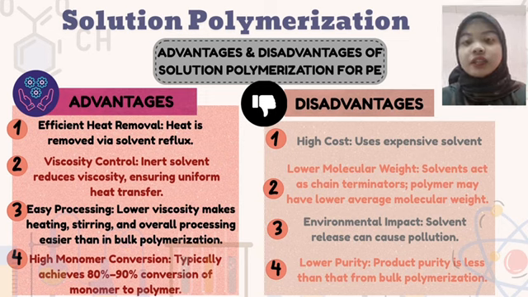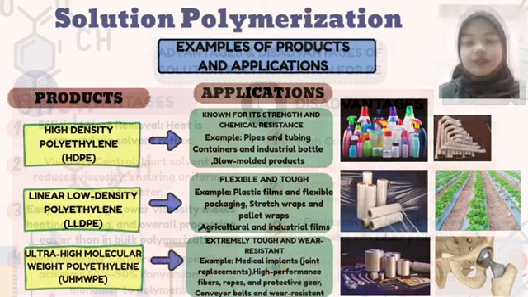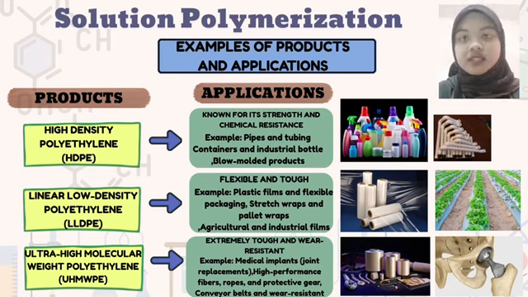Thirdly, environmental impact. Solvent release may cause environmental pollution if not properly managed. Lastly, lower product purity. The final product has lower purity compared to bulk polymerization due to solvent residues. Next, I will explain the products and applications of polyethylene produced by solution polymerization.